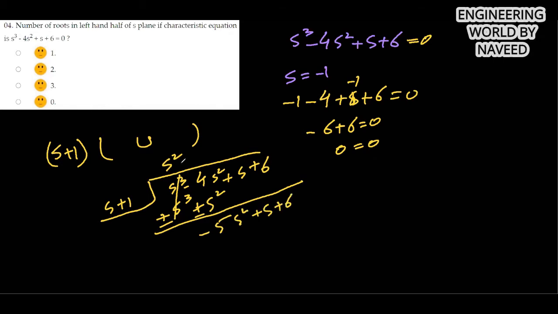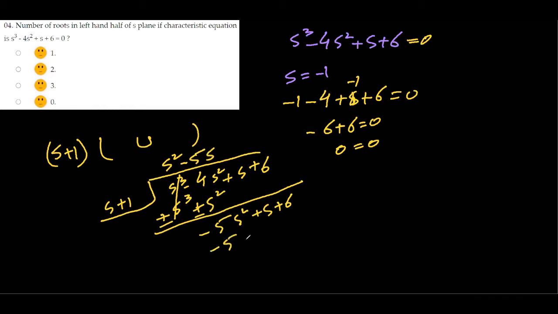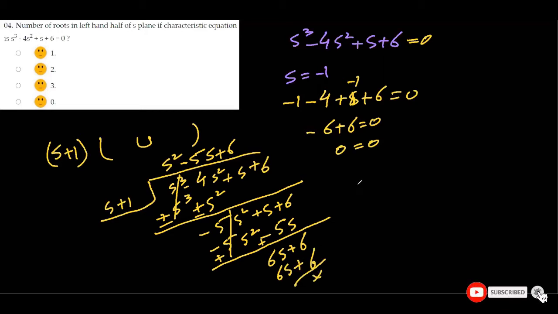So if I multiply it by minus 5S, I will get minus 5S square minus 5S. This will be plus, this will be plus, so this will be cut out, so this will be 6S plus 6. So if I multiply it by 6, I will get 6S plus 6. So that will be S plus 1 into S square minus 5S plus 6.